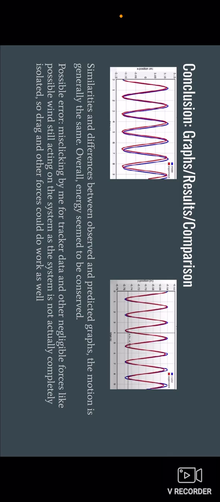Possible errors, however, were misclicking on the Tracker data, because when I needed to actually click on the center of mass every time, I could have misclicked it. And then negligible forces, like say drag or some sort of wind that could have been in the room, could have meant that the system wasn't actually fully isolated, and therefore there was work acting on it from outside the system. So that's also something that wasn't accounted for.